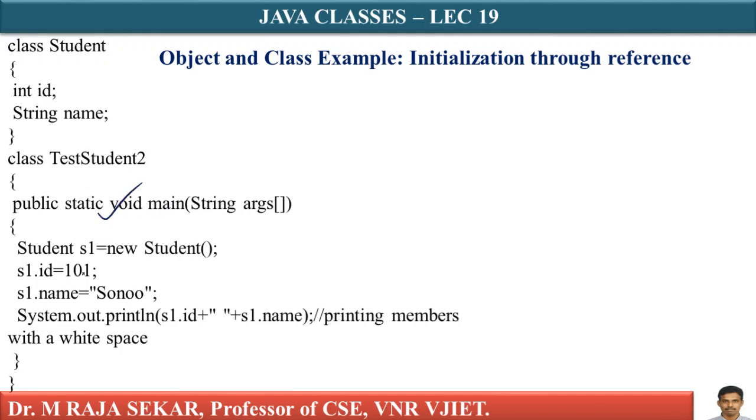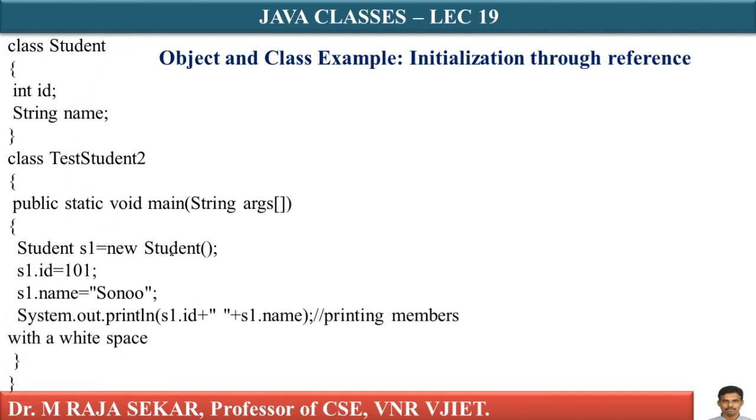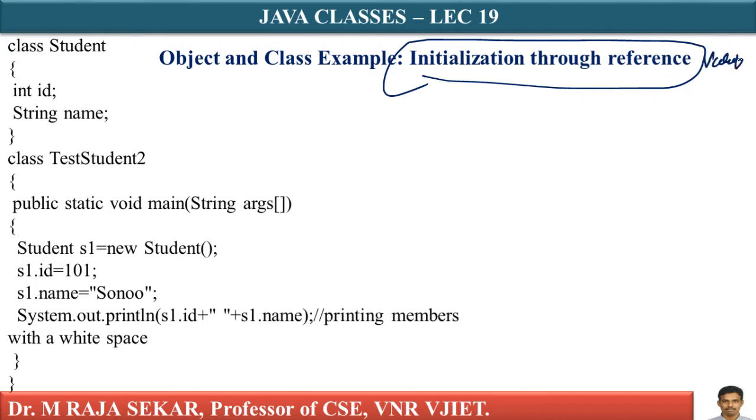Anyway, this is public static void main String args. This is another class for which I am creating an object in the TestStudent2 class. How can I create an object? Class name, space, object name equal to new class name. Otherwise, I can say reference variable. What is this? Initializing through a reference variable. If I speak strictly, it is not reference, it is a reference variable. I must say initializing through a reference variable. I am initializing the object.